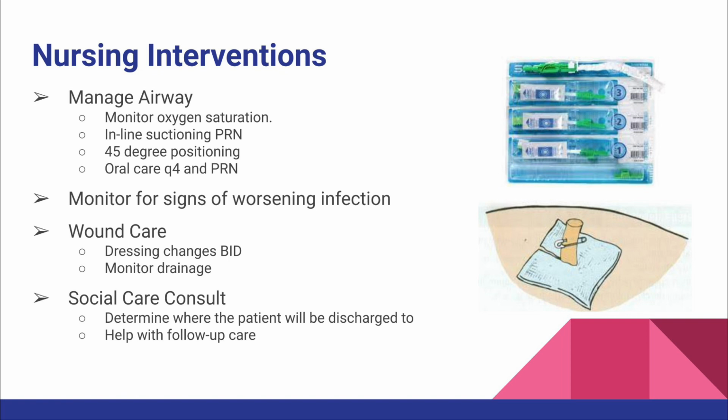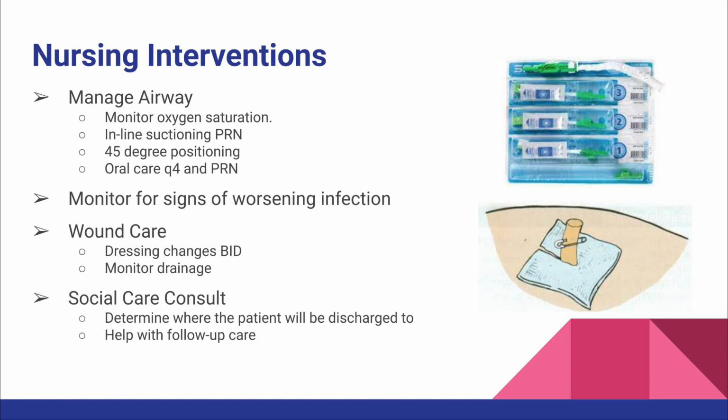You should also monitor for signs of worsening infections. You should look at the site and see if there's any increased inflammation, any redness, any odor, anything changing that could indicate that they're worsening. These patients also are at risk for sepsis, as anyone is with an infection, so you should monitor all their vitals, their temp, their heart rate, blood pressure, just to ensure they're not worsening and the infection's not spreading.